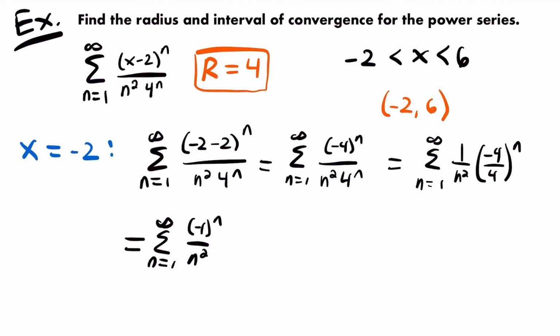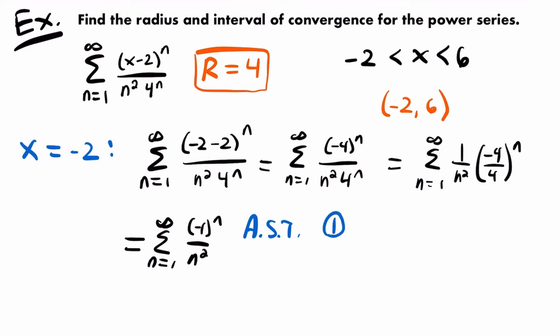We can test this series using one of our previous tests for convergence. In this case, we have an alternating series because of this negative 1 to the power of n, right? That is going to make the terms of this series alternate between being positive and negative. And so we can test the convergence of this series by using the alternating series test. All right, and so the alternating series test says that our series will converge if two requirements are met.